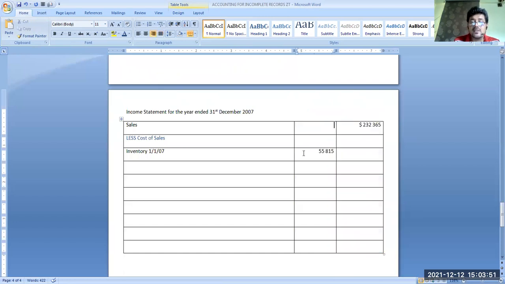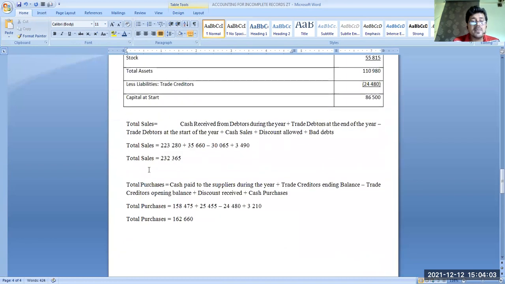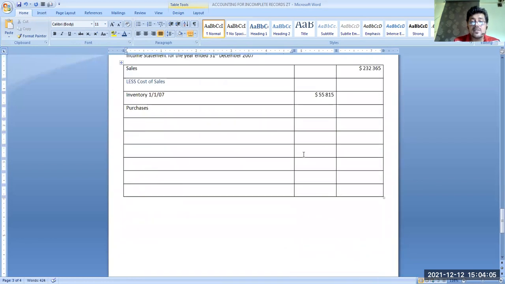Now purchases. Okay, purchases is how much? 162,660, total purchases. Okay, if we add them, we will get cost of goods available for sale. 55,815 plus 162,660 is 218,475. 218,475 is your cost of goods available for sale.